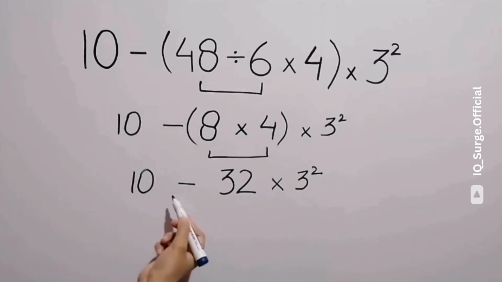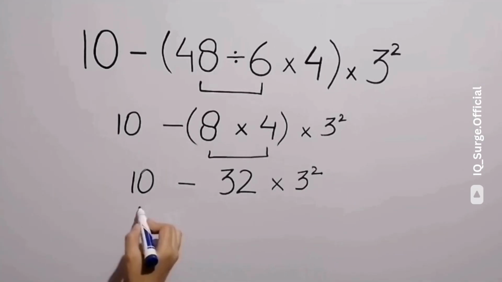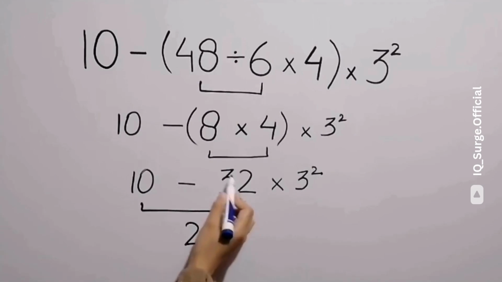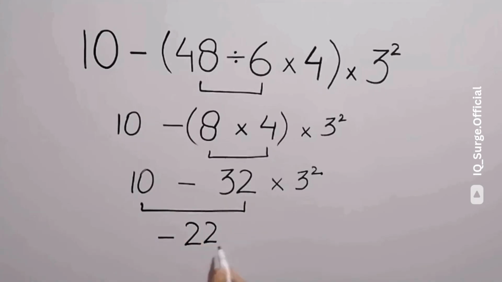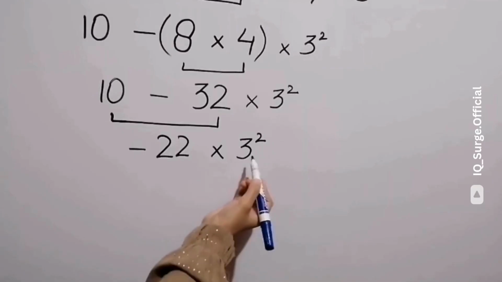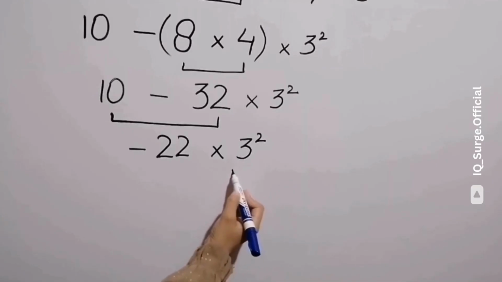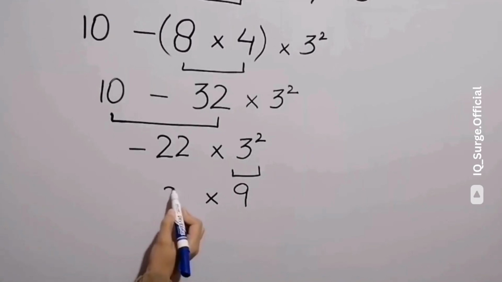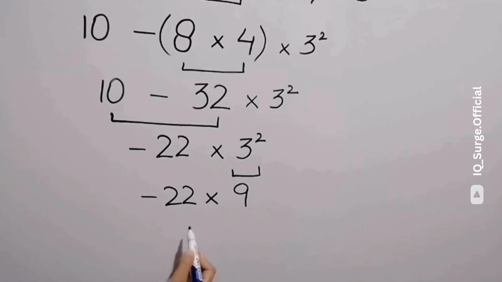Then they move on to the subtraction between 10 and 32. That equals 22, and with the greater value there is a negative sign. And they write this expression as minus 22 times 3 to the power of 2. And in the final step they go to the exponent and replace 3 times 3 with 9. Then bring down the remaining values as is. And the final step they do is multiply 22 with 9, which equals 198. But that answer is absolutely wrong.